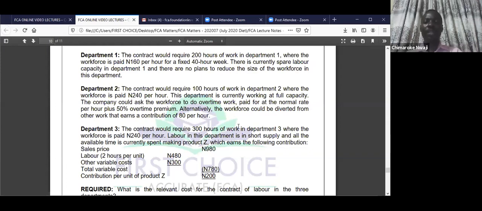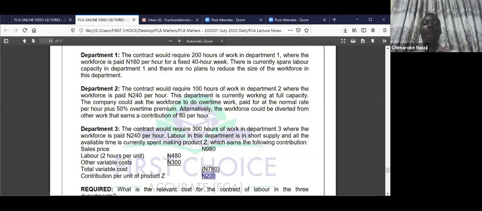What does that mean? That you will need to recruit people, because they are in short supply. You will need to recruit temporary staff, which you will pay 240 naira per hour. Not only that, all the available time that is required, spending it on product Z will have to be stopped. This 200 naira per unit is the lost contribution.